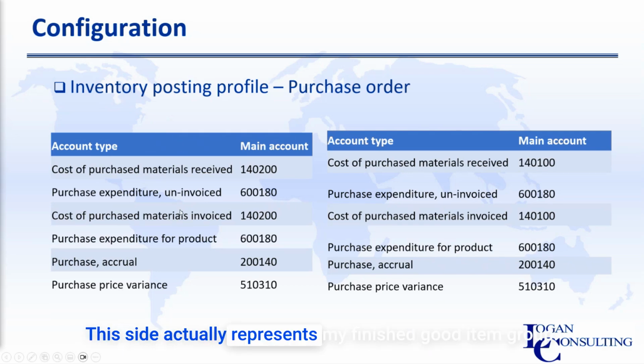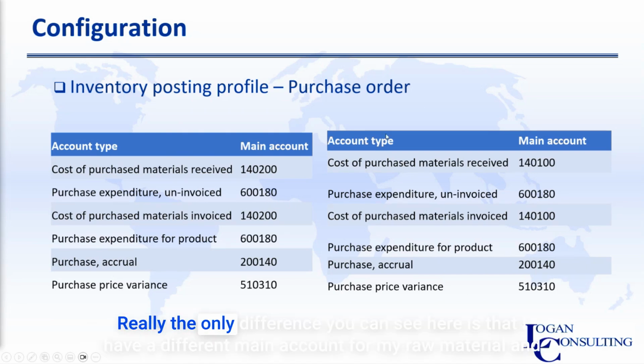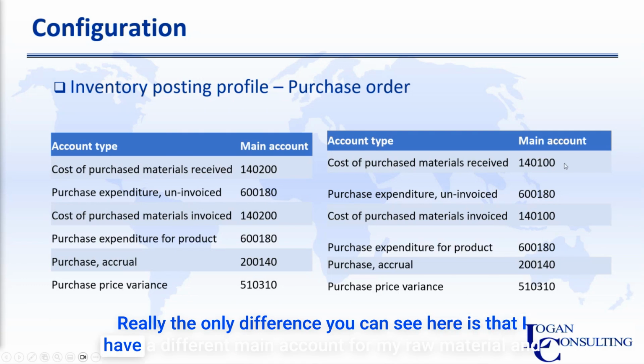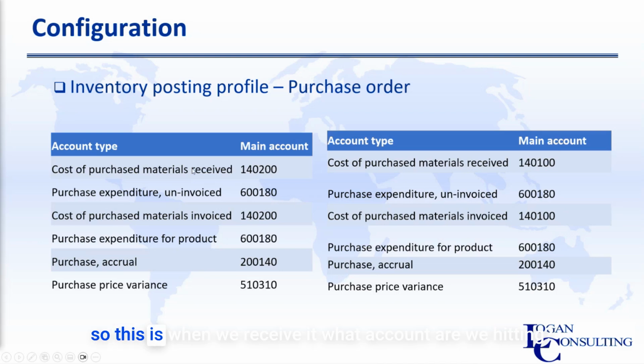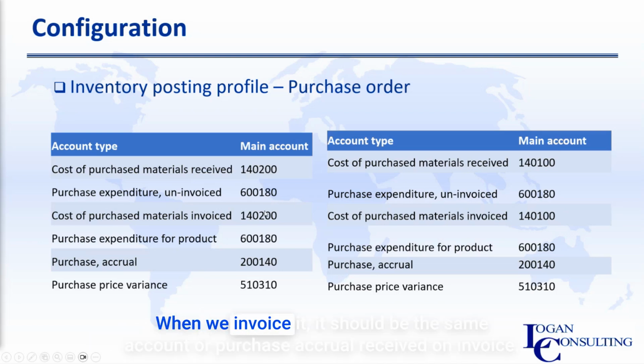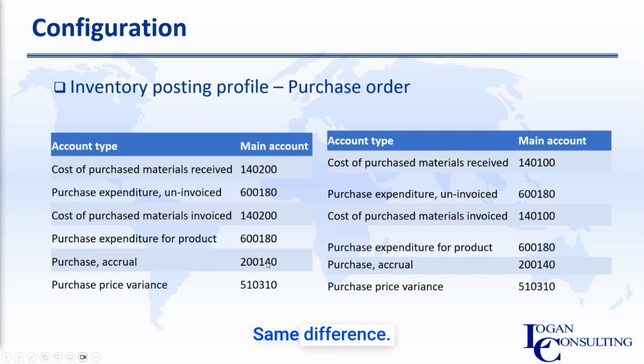This side actually represents my finished good item group, and this is my raw material item group. Really, the only difference you can see here is that I have a different main account for my raw material and a different main account for my finished good material. So this is when we receive it, what account are we hitting? When we invoice it, it should be the same account. Our purchase accrual, received on invoice, same difference.